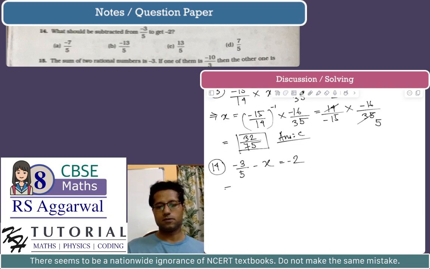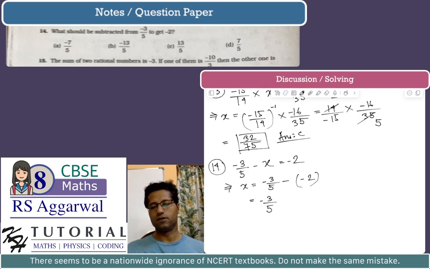So this implies that minus 3 by 5 minus x is equal to minus 2. This is basically a linear equation in one variable x. So to solve this, you take all the x terms to the right hand side and you bring all the constant terms to the left hand side. So x will be on the right hand side, and on the left hand side we will have minus 2. X is equal to minus 3 by 5 minus 2.